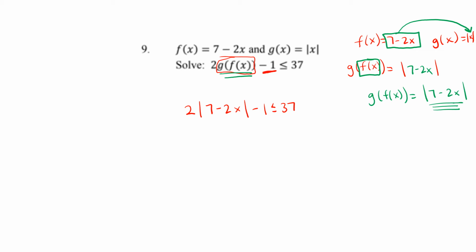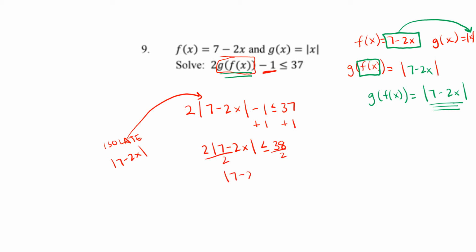We need to now isolate absolute value of 7 minus 2x, right? To isolate that, we add 1 first. That gives us 2 absolute value of 7 minus 2x is less than or equal to 38. Divide by 2.